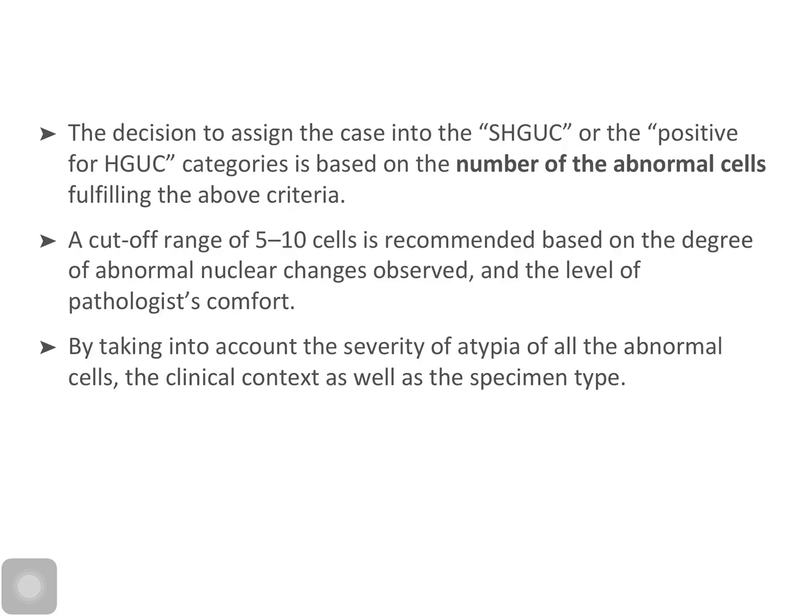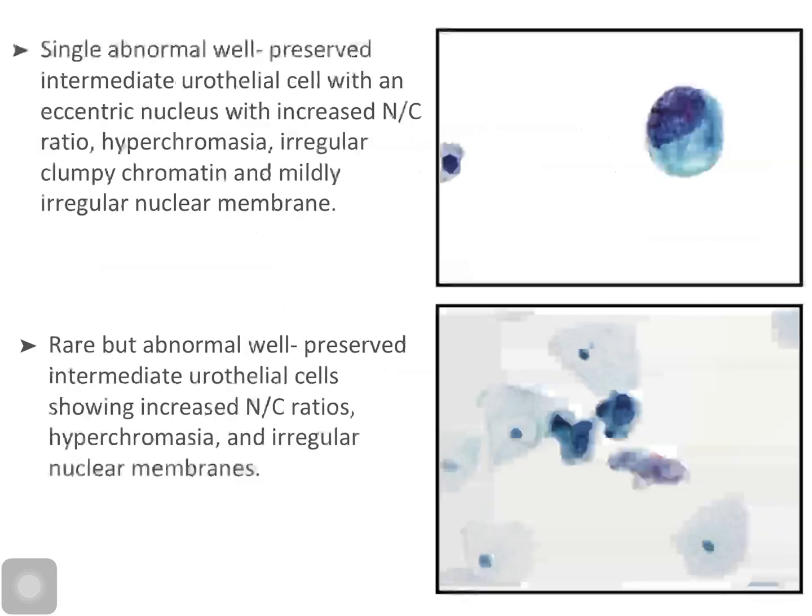The decision to assign the case to the suspicious for high-grade urothelial carcinoma or the positive for high-grade urothelial carcinoma category is based on the number of abnormal cells fulfilling the above criteria. This is the major criterion which should be used to differentiate between suspicious and positive cases. A cutoff range of 5 to 10 cells is recommended based on the degree of abnormal nuclear changes observed and the level of the pathologist's comfort, by taking into account the severity of atypia of all the abnormal cells and the clinical context as well as the specimen type.